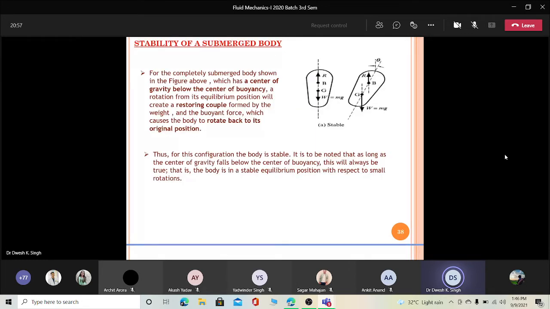Now then comes the stability case, the stability of a submerged body and the stability of floating bodies. So when will a submerged body be in a stable condition? First of all, what is the stable condition? What is stable, unstable and neutral?